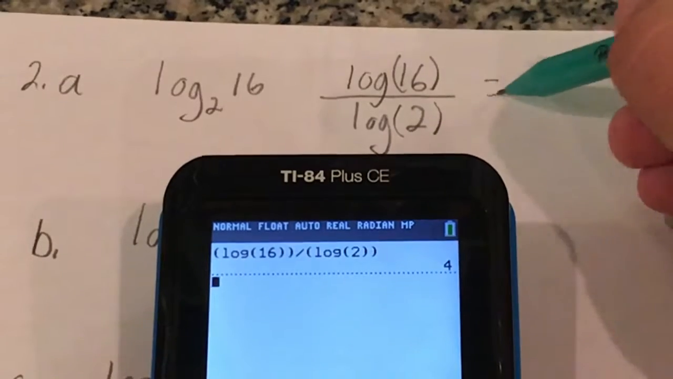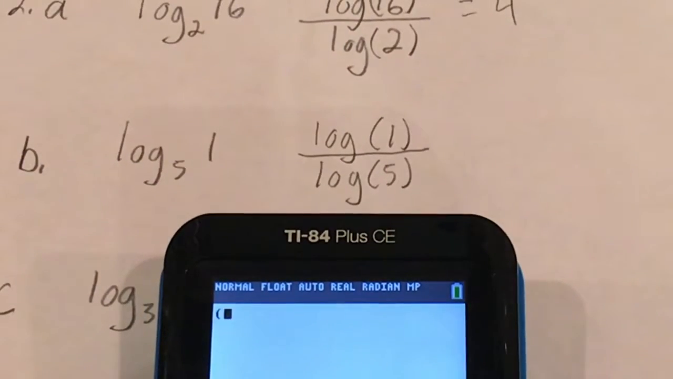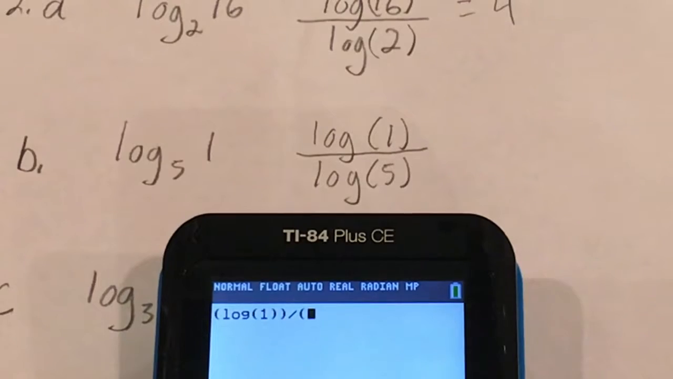I'm going to try that with this one. Parentheses, log, 1, close parentheses again, divide, parentheses, log, 5, close parentheses, and that is 0.